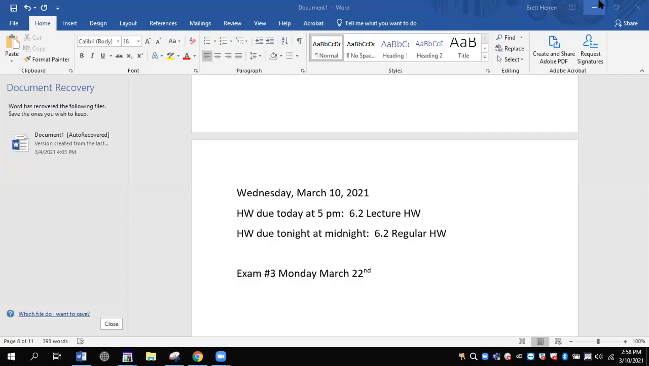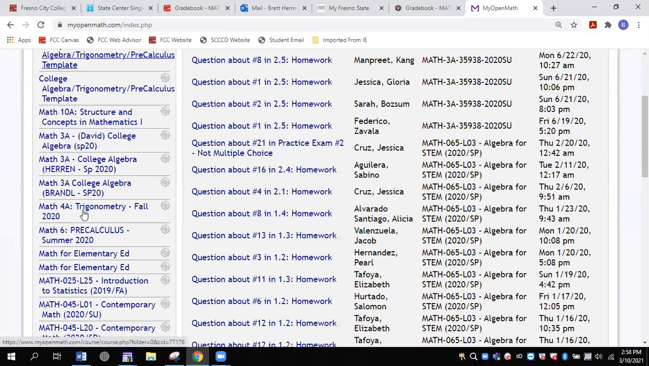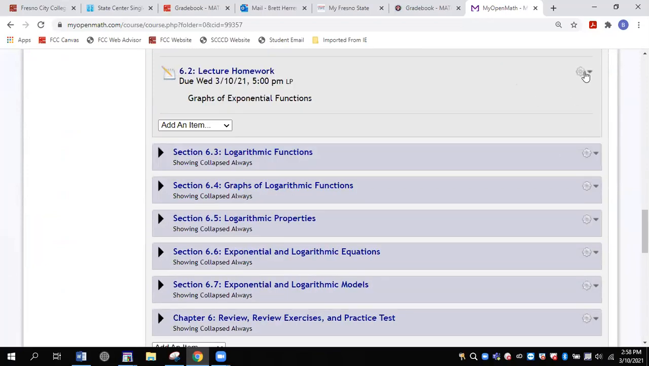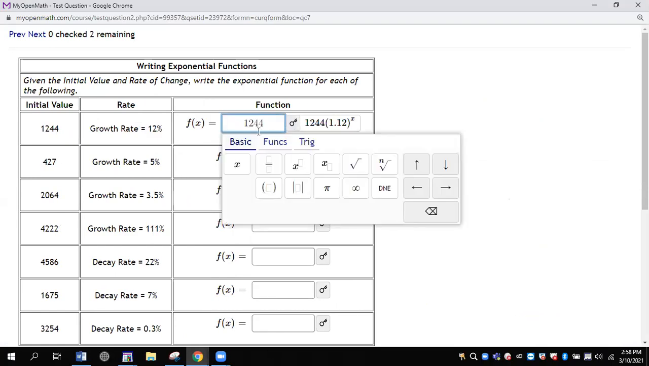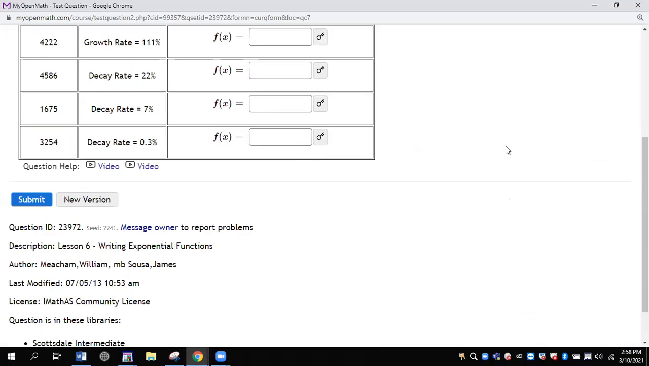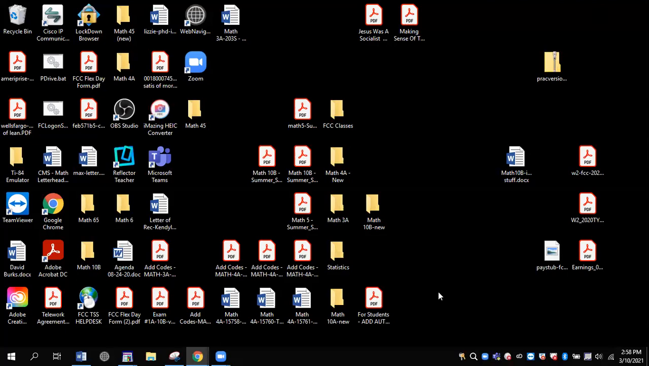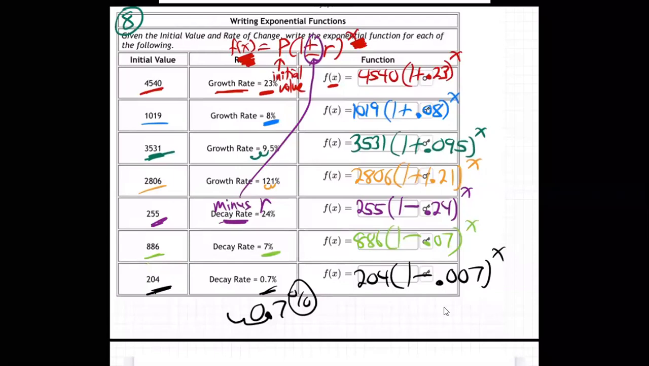Let me see. What number is that? That's number 8, in section 6.2. Let me double check if it will allow it. There's the question. So it will allow me to enter 1244, 1 plus 12 to the power x. What if I submit that one? Yeah, it takes it just like that. You don't have to combine it together. It will take it that way. Back over here to my iPad. And there we go. Questions on that? So it'll take the answers just like that.